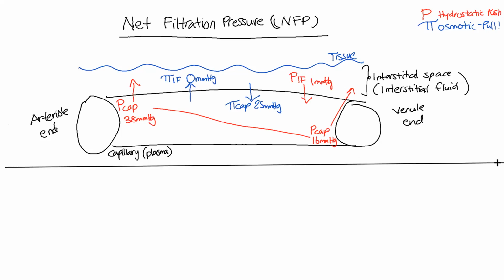So let's now start calculating this out for ourselves. We're going to plug in these values. And again, we're aiming here to prove that what we said is true, that the arterial end movement favors filtration, the venule end movement favors absorption, okay? So let's calculate our net pressures out. Let's start with the arterial end first. Let's draw a little line down here.